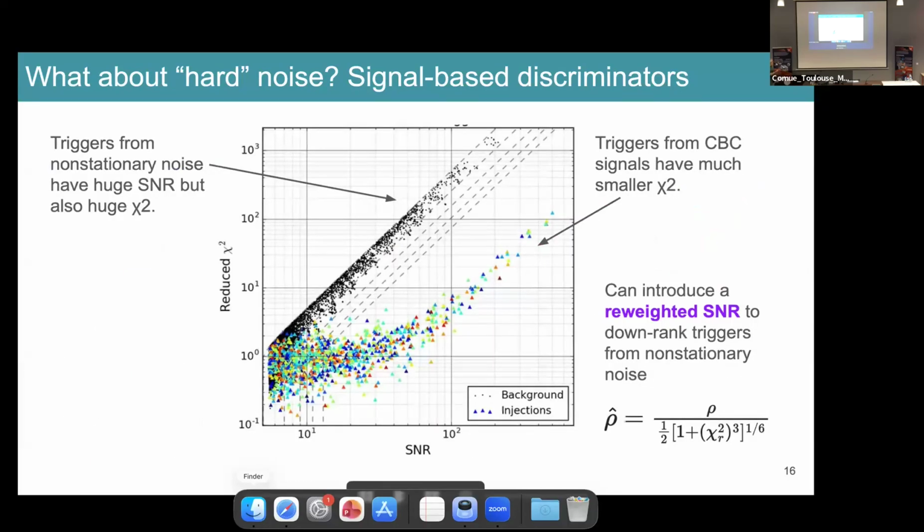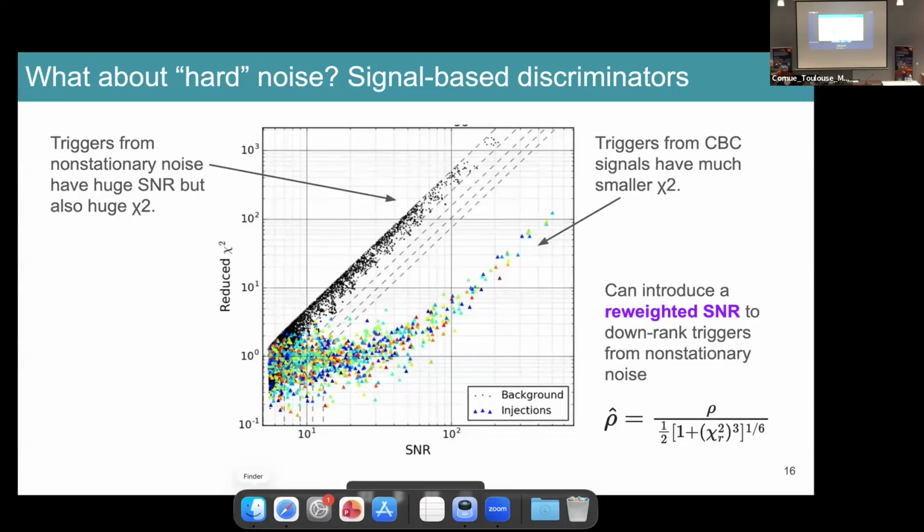This plot shows a collection of triggers from non-stationary noise here, and a collection of triggers from simulated CBC signals here. On the x-axis, you have the SNR. On the y-axis, you have this reduced chi-square statistic. And you can see that these two values together allow you to separate the population of triggers nicely. And for example, triggers from non-stationary noise, when they have a very large SNR, they also have a very large value of the reduced chi-square, which is not the case for CBC signals.